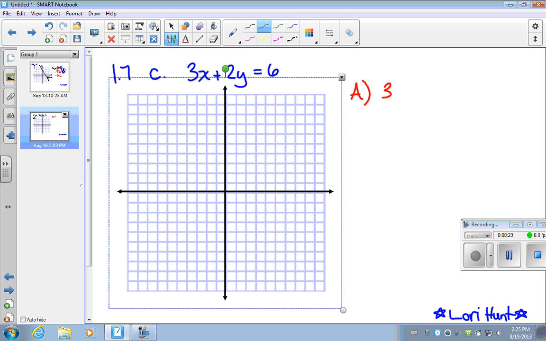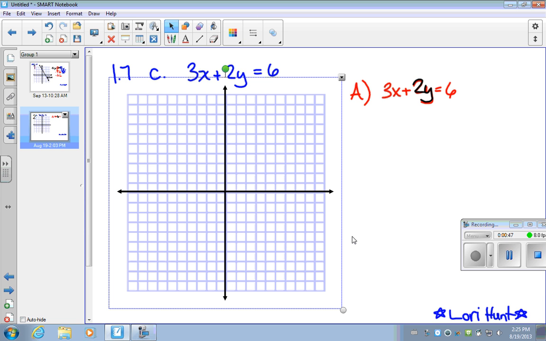First of all, a lot of students like to put it in slope-intercept form. In other words, solve it for y, and then just look at what the slope is and what the y-intercept is. So I'll do that here as the first way of solving it. So to do that, what I'm aiming to do is to get the y all by itself.